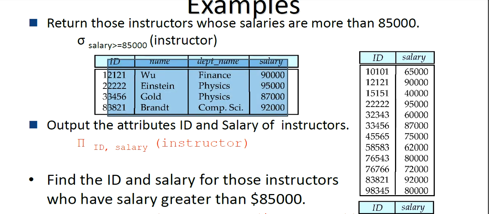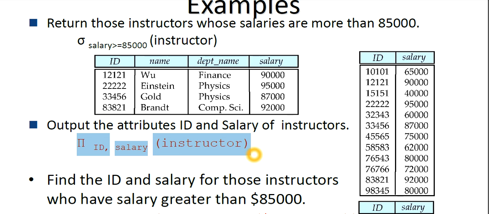So overall, I will get this one. As you have seen, all the salaries are greater than 85,000. Now I want only the instructor ID and salary, not the name and department. What operator will I apply now? As they are columns, I will apply the project operator. The equation will be projection of ID, salary from this instructor.